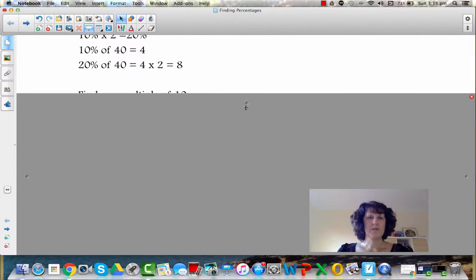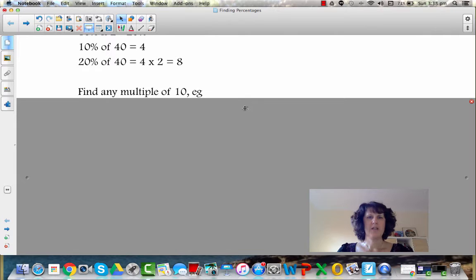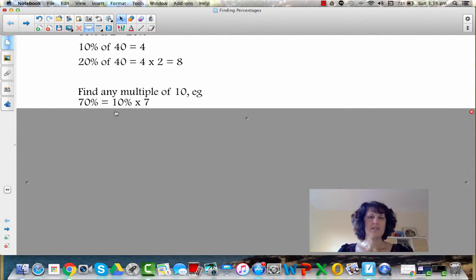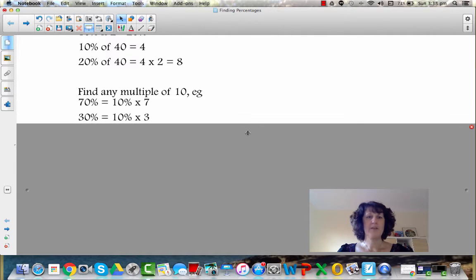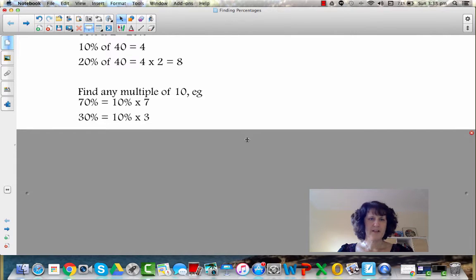You can also use this same strategy to find any multiple of 10. So for example, 70% is 10% times 7 and 30% is 10% times 3. So it works for anything.